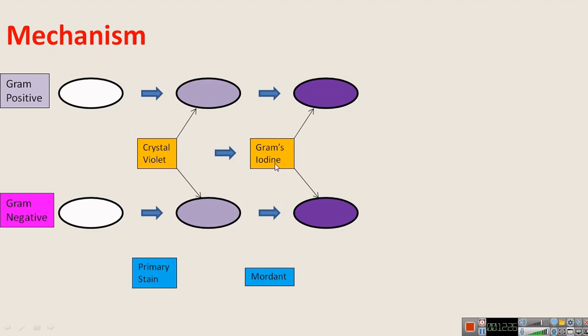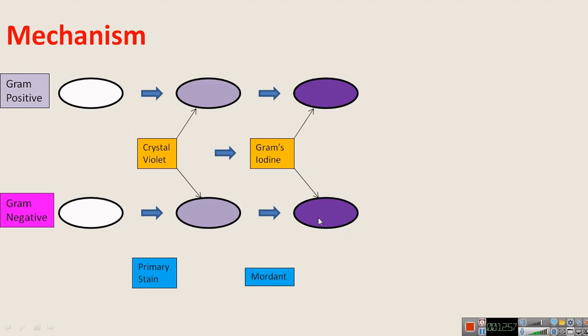Now when we apply Gram's iodine to the bacterial smear, this Gram's iodine also enters both kinds of the cells. Now when it enters both kinds of the cells, it reacts with the crystal violet that is already present in the cells, and that results in the formation of crystal violet iodine complex. That means in short we can say due to the application of Gram's iodine there is formation of crystal violet iodine complex in both kinds of the cells, that is in the gram positive cell as well as in the gram negative cell.